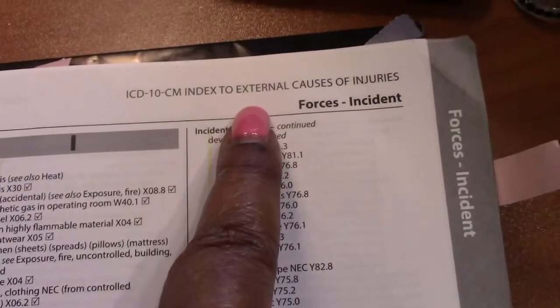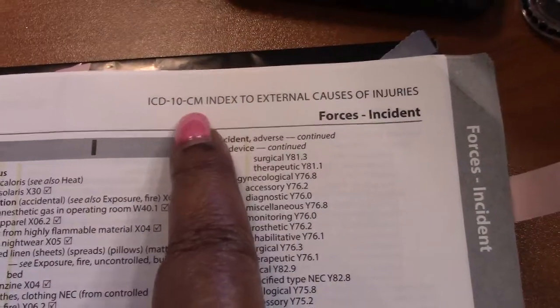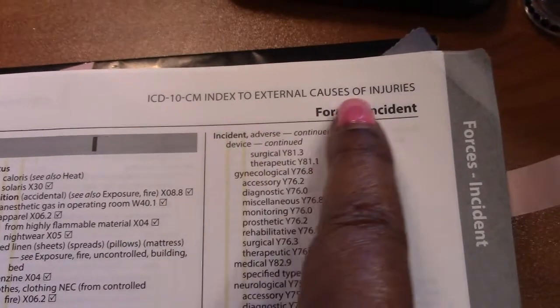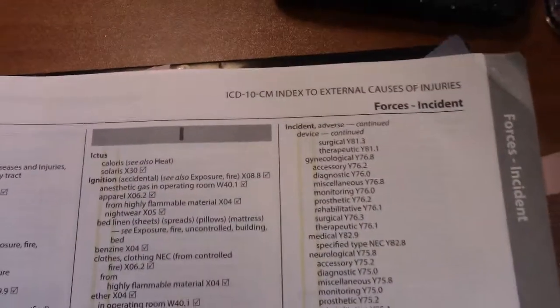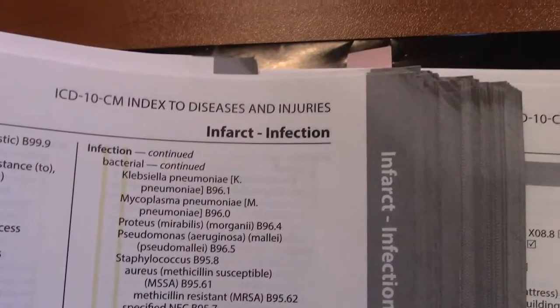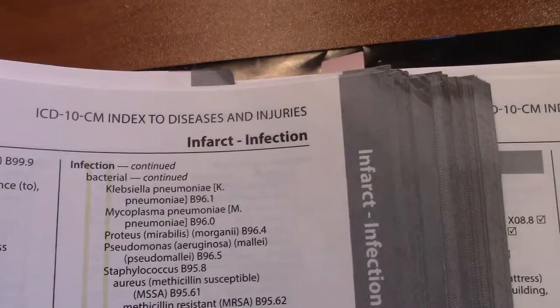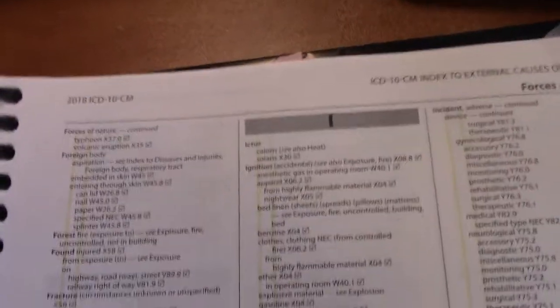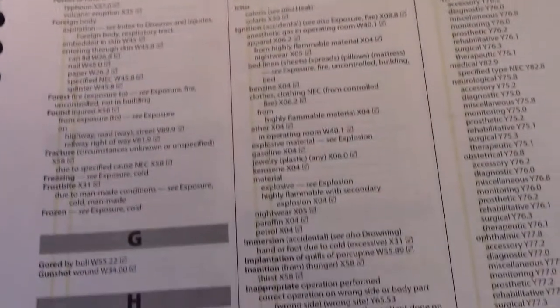So if I looked up the main term hurricane, the way you know which index you're in is always go to the top of the page. This is ICD-10-CM index to external cause of injuries. That lets me know which index I'm in. If I'm in the other index, if I pull that up, I go to the top of that page, it says ICD-10-CM index to disease and injuries. So that's the key that lets you know which index you're in, because they do look very much alike.